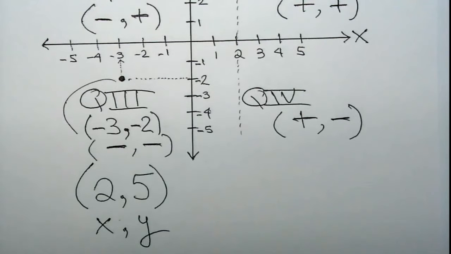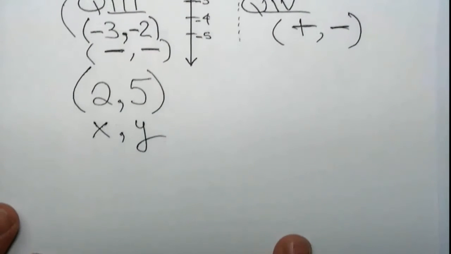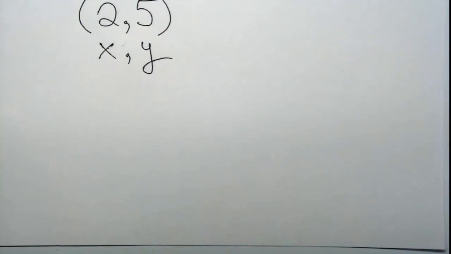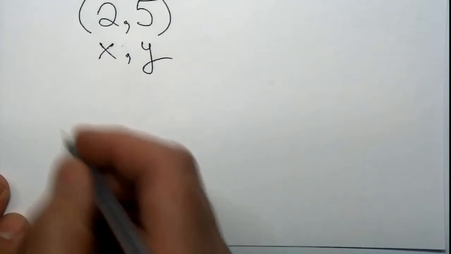Okay, that's the Cartesian plane. We're going to locate coordinates on the Cartesian plane, and we're also going to identify coordinates by their x, y locations. The next thing I want to discuss is the distance formula.